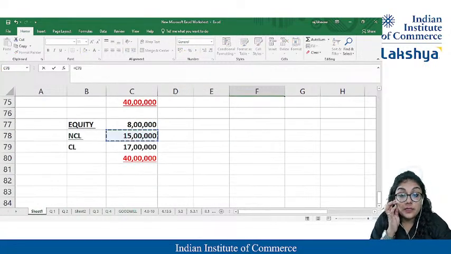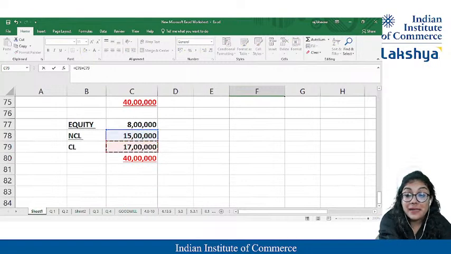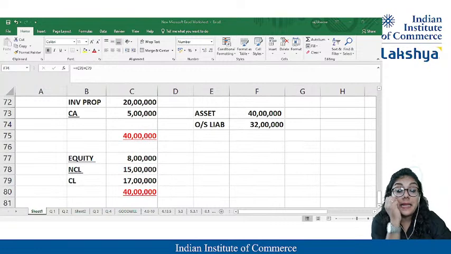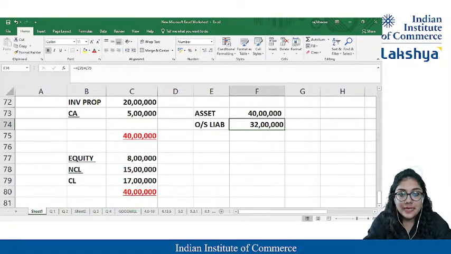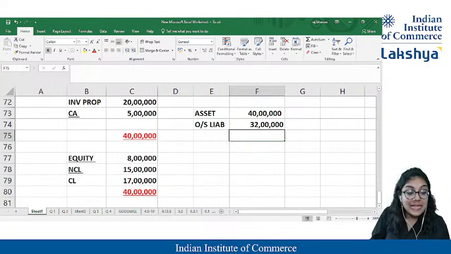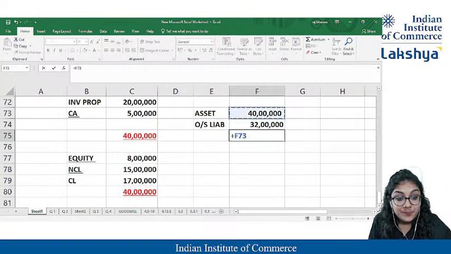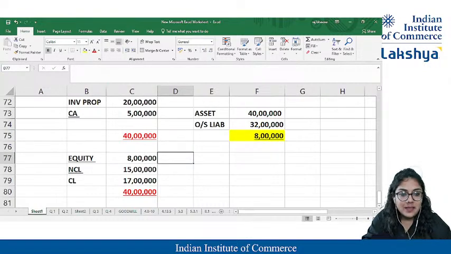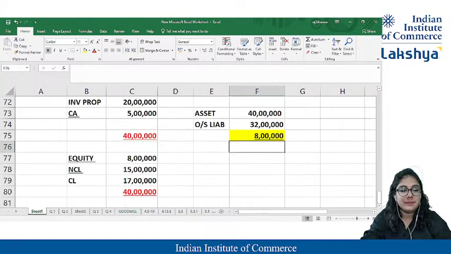Ma'am, they have to pay the non-current liability also, and they have to pay the current liability also. So it comes to 32 lakhs. That means the company has 40 lakhs minus 32 lakhs. So the company's net assets are 40 lakhs minus 32 lakhs, which is 8 lakhs, which is nothing other than equity. What do you mean by this?